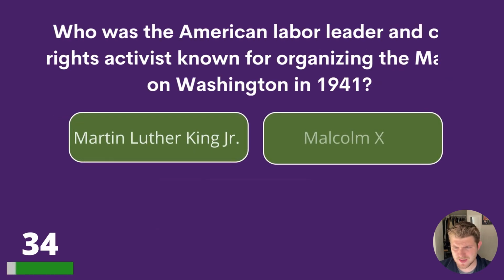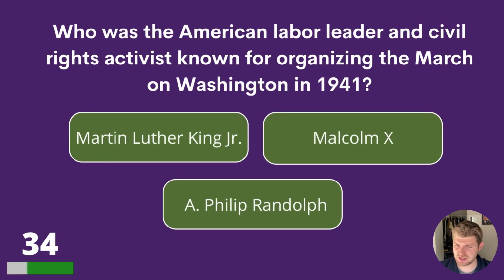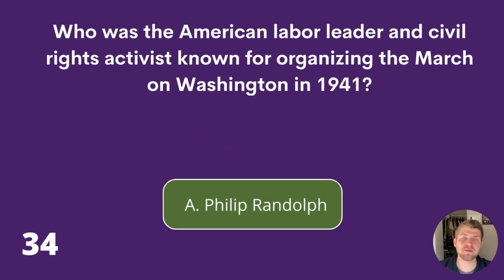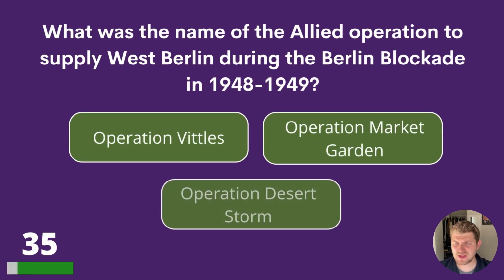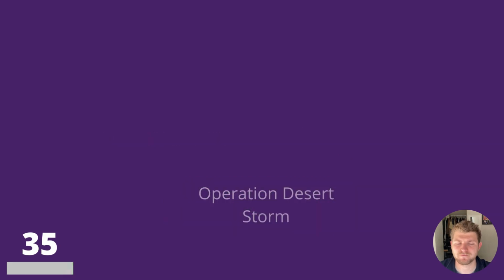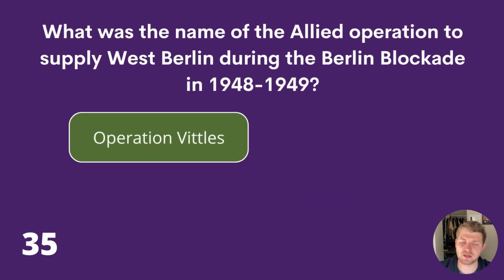34. Who was the American labor leader and civil rights activist known for organising the March on Washington in 1941? Martin Luther King Jr., Malcolm X, or A. Philip Randolph? The answer is A. Philip Randolph. 35. What was the name of the Allied operation to supply West Berlin during the Berlin blockade in 1948-49? Operation Vittles, Operation Market Garden, or Operation Desert Storm? And the answer is Operation Vittles.